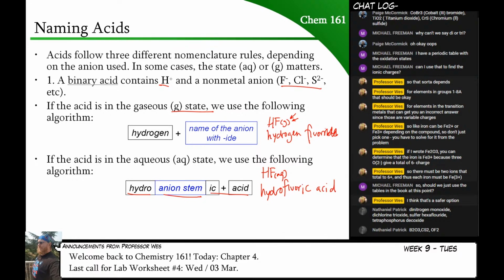Now, on the quizzes, I make an attempt to write what state it is. If the state is not written, assume that it is aqueous, because that is by far the more common state. It's very rare to be working with gaseous acid. It exists, but not common.